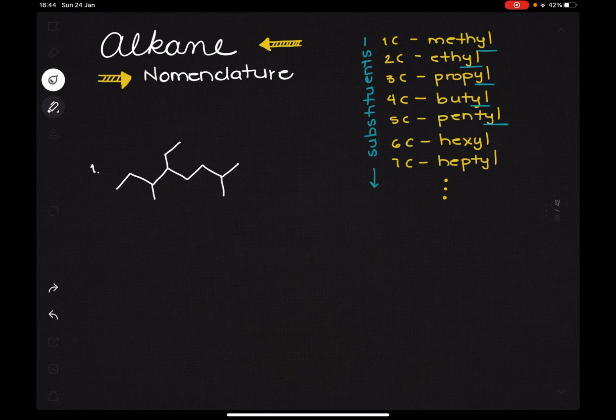We're going to talk today about alkane nomenclature, and I'm going to solve these problems, these structures, before I even give you the steps. So we can just go do one or two or three and then see the steps and then do one more.